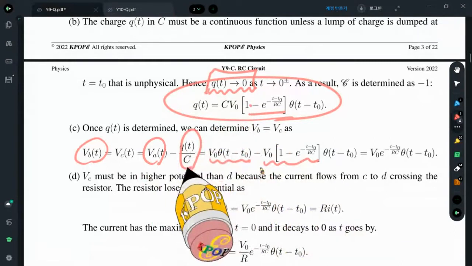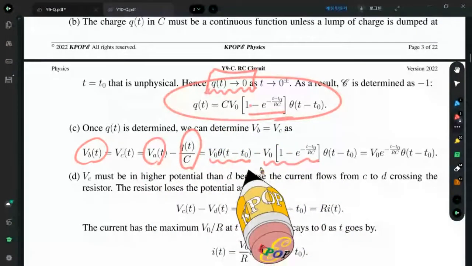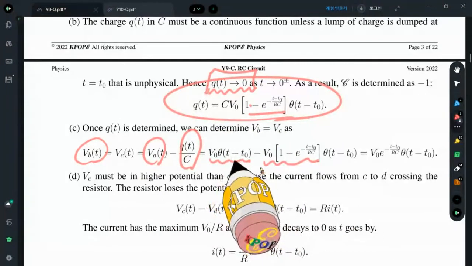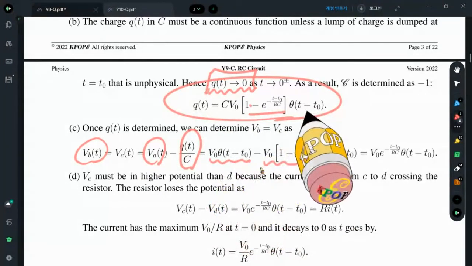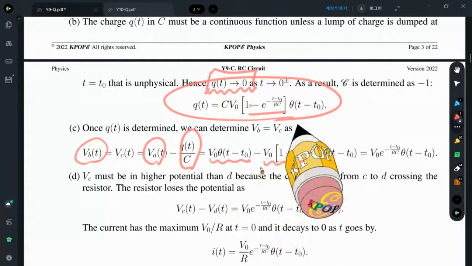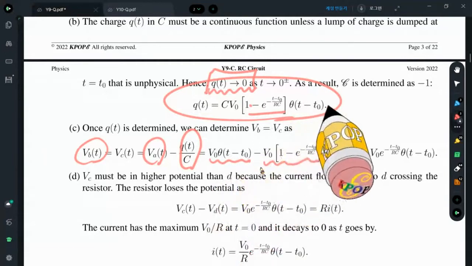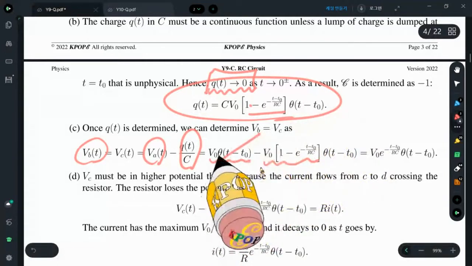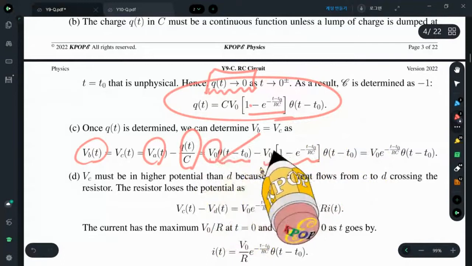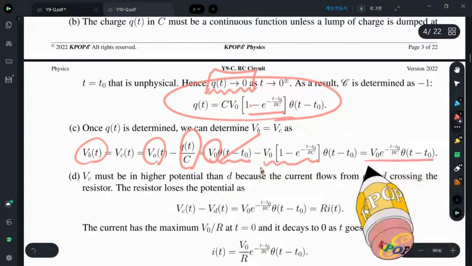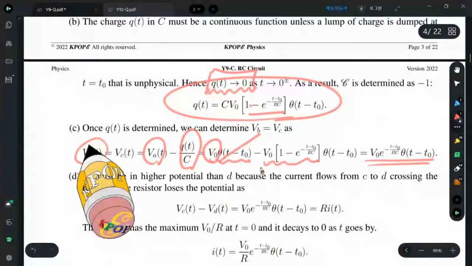Substitute. C cancels because we have divided by C. For t less than 0, it is trivial. For t greater than t0, it is 1. So V0, and the 1 and the C cancel. And this is the answer for the point B.